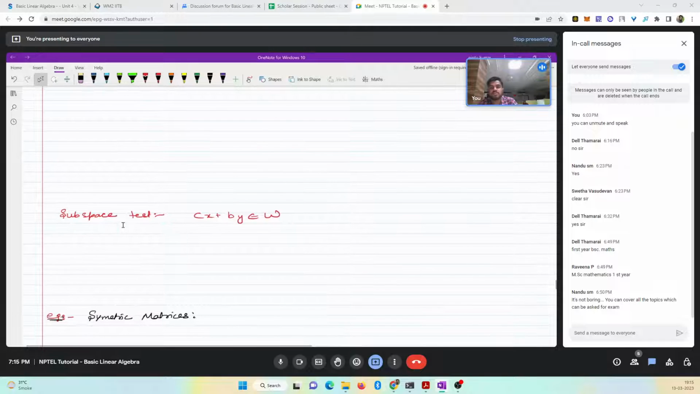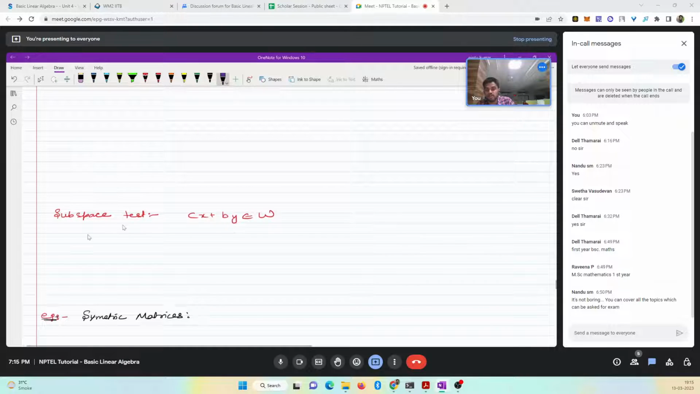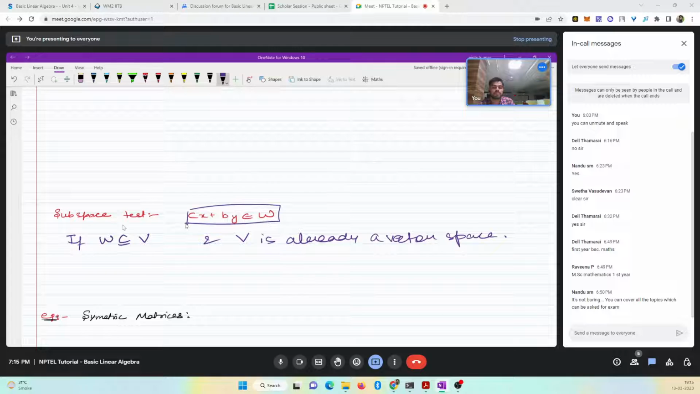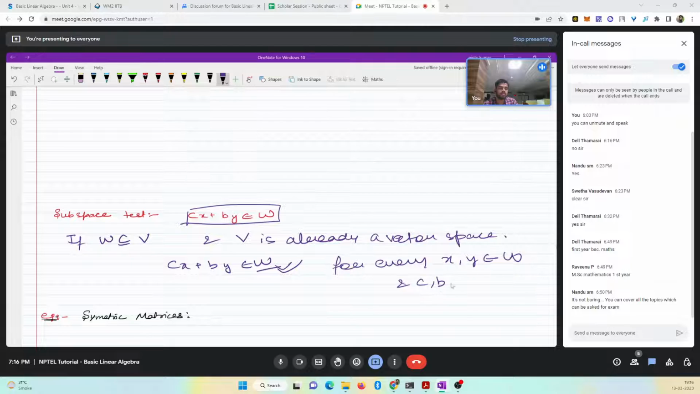So what does this mean? If W is a subset of V and V is already a vector space, then you just need to check this property, that is Cx plus By should belong to W. This is the only thing that you need to check for every x, y belonging to W and C, B belonging to the scalar set.